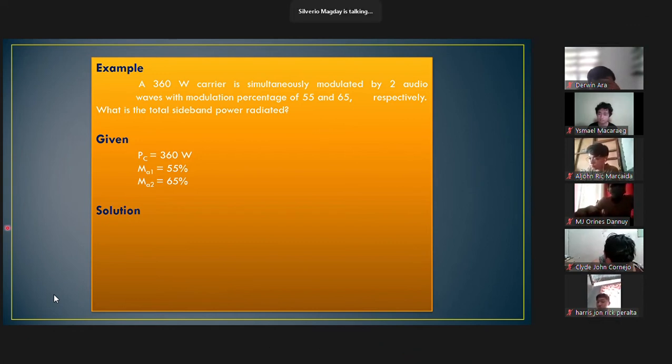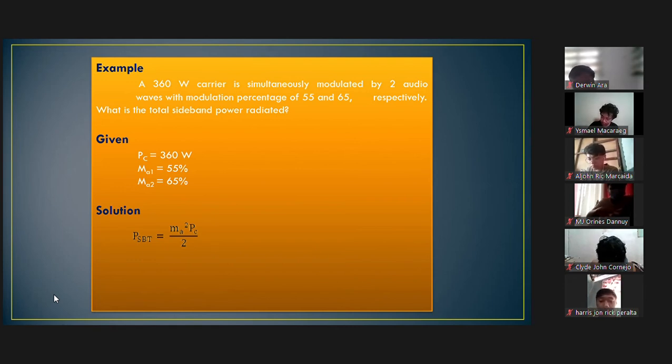Ano na? 490, sir. 490. The total sideband power, that is M squared PC over 2, ano? Sideband pala, sir. Sideband power. Di kasali yung carrier. Ayun lang siya. Sir, 130. 130. Sakto? 0.51.